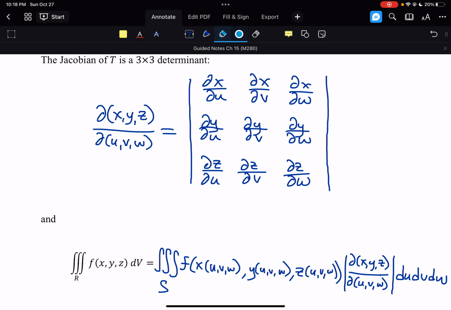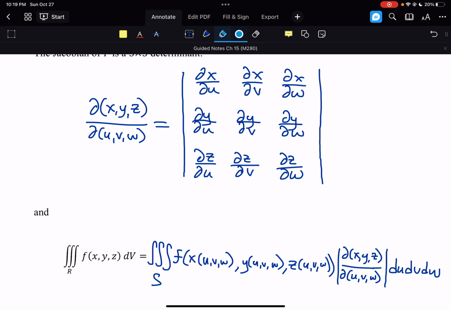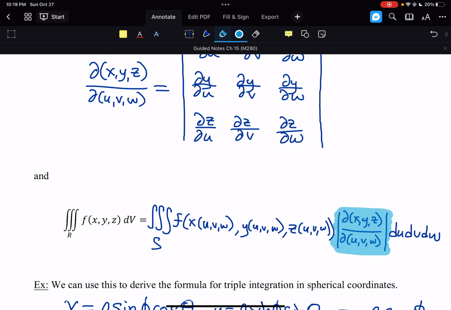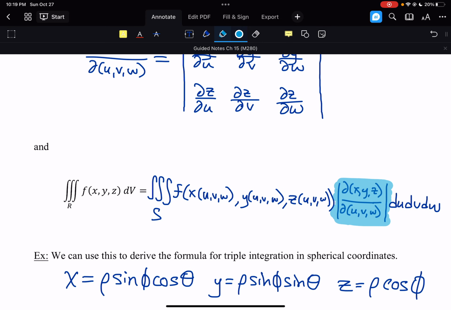And in our triple integral formula, the conversion that we make, everything gets converted into u's, v's, and w's times the absolute value of the Jacobian. We have seen one other type of coordinate system where we have used this information, and that was spherical coordinates, just in the last section.